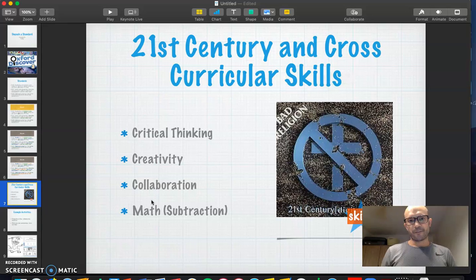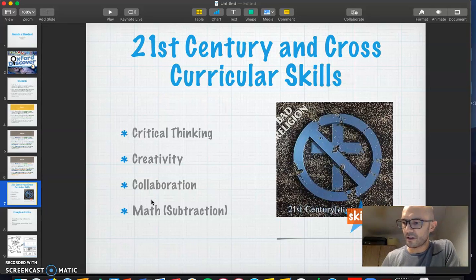For the 21st century and cross-curricular skills, this unit's actually pretty good for that in terms of critical thinking, creativity, collaboration, and then the cross-curricular is math, subtraction. This unit is Unit 8, but in the book they actually put 2 units together that have a unifying theme. So for this one, it will be Unit 7 and 8, and the theme is, when do we use subtraction?